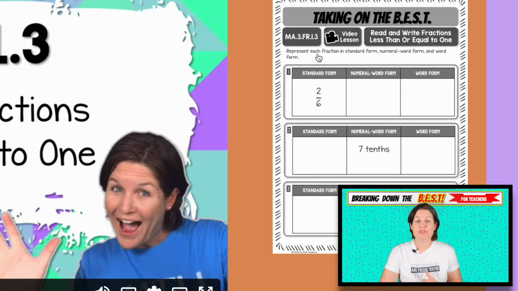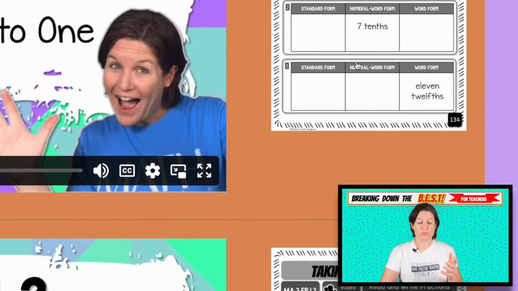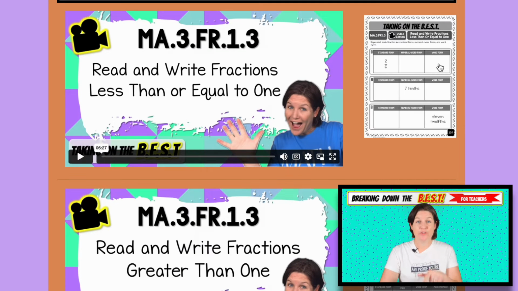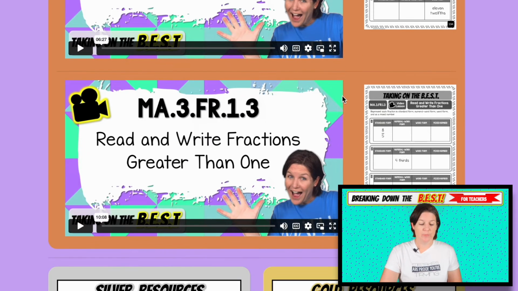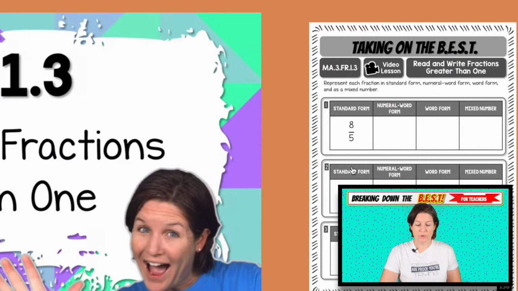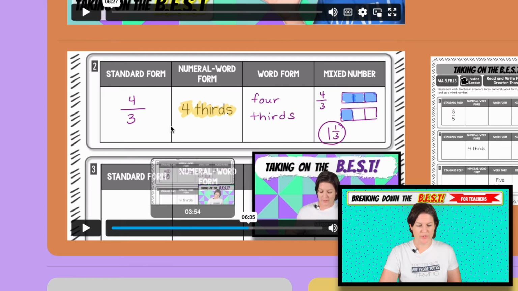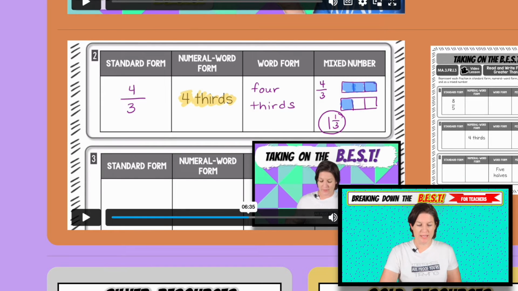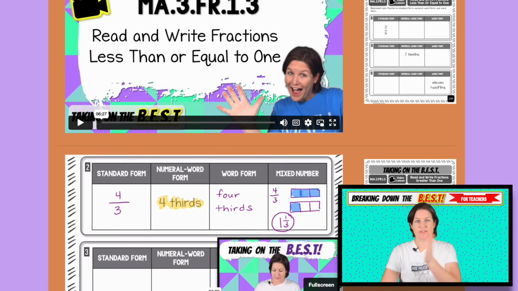And it says to represent each fraction in standard form, numeral word form, and word form, just like the standard said. So students will just watch the video lesson and record their notes as we go. Then we'll get to the fractions greater than 1, where we will incorporate writing from standard form with a fraction greater than 1 into a mixed number too. So here you can see how we're breaking it down: we're given numeral word form, creating the standard form, creating the word form, modeling it as an area model in order to create that mixed number, okay? So those are your bronze resources, video lessons, student notes.